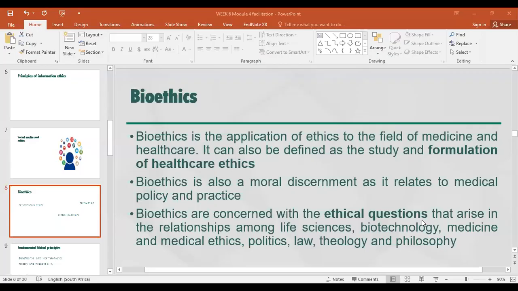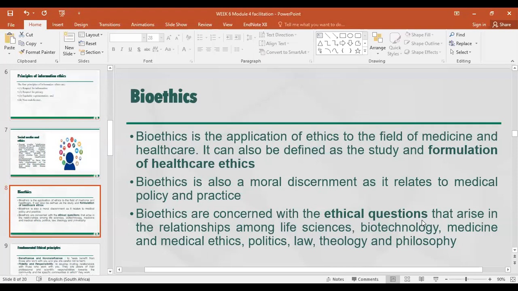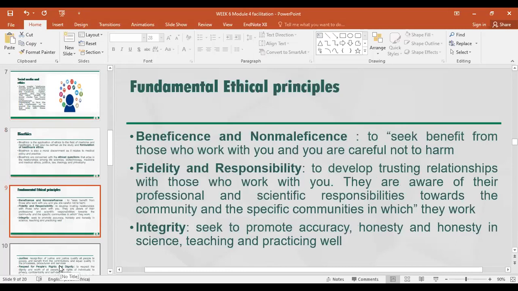So now we are going to bioethics, and I'm just going to share quickly with you the few slides that I have on bioethics. It is simply the application of ethics to the field of medicine and healthcare. It can also be defined as the study and formulation of healthcare ethics. Bioethics is also a moral discernment as it relates to medical policy and practices. Bioethics is concerned with ethical questions that arise in the relationships among life sciences, biotechnology, medicine, and medical ethics, politics, law, theology, as well as philosophy.